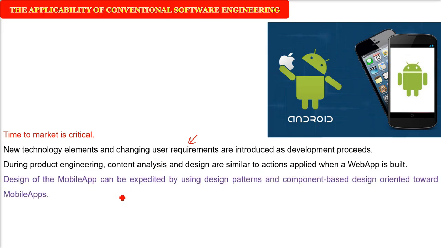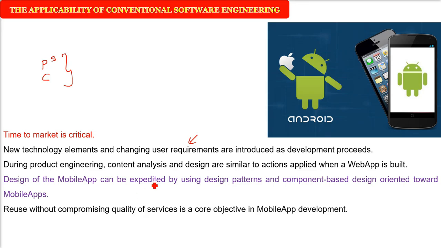So the design of this mobile app, you can expedite it using design patterns and component based design, because if some design pattern is already there for mobile apps or the component is already developed, you can directly use it. But remember, the quality of service should not be compromised while you are reusing what is already built. This is the core objective for any mobile application development, even the mobile client software.